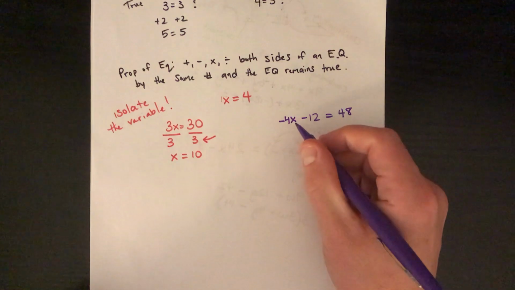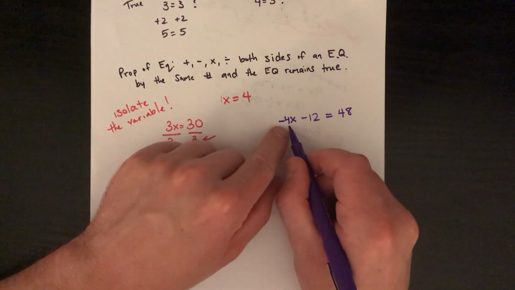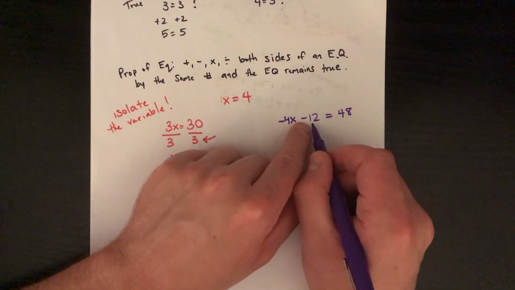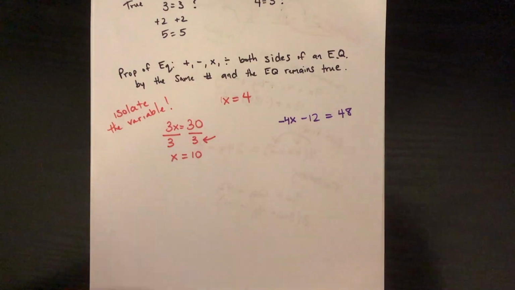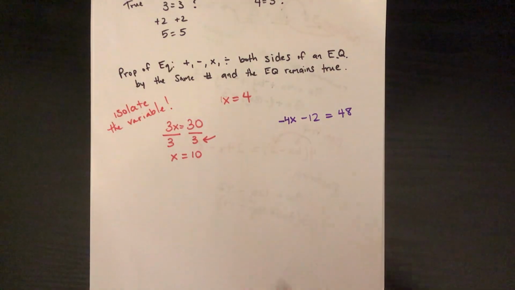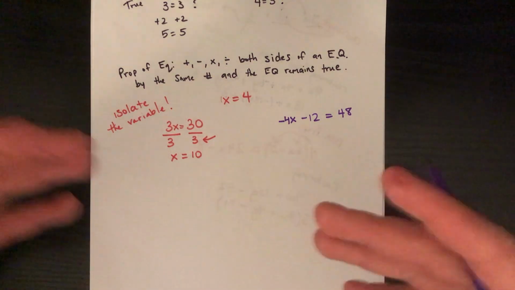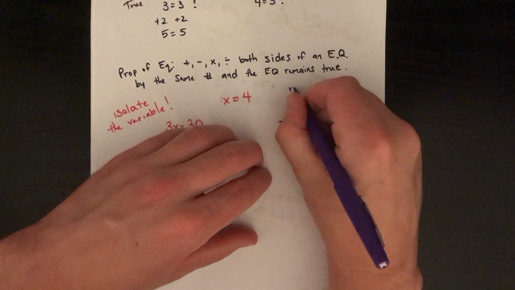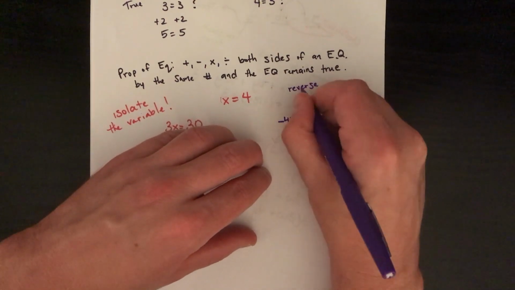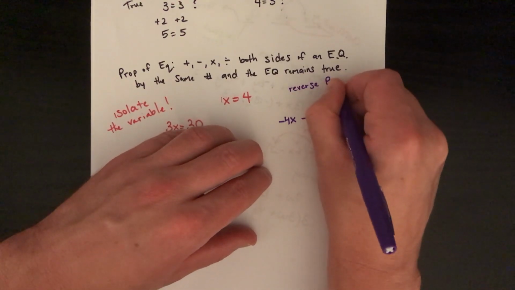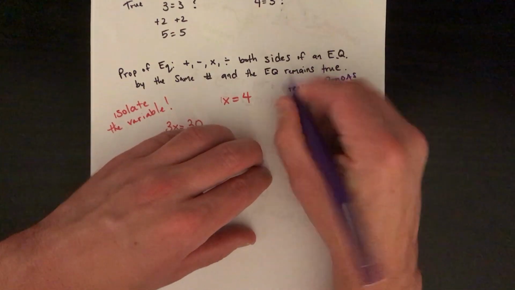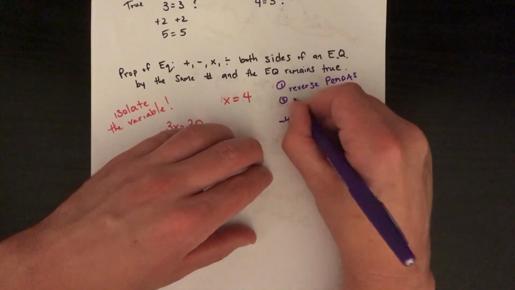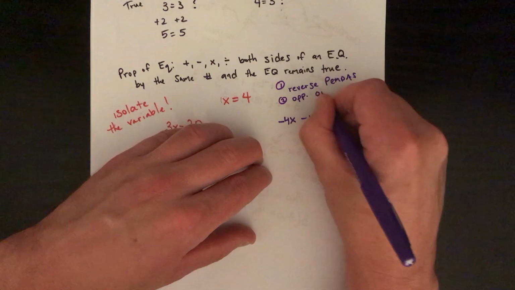If I knew what x was, I would multiply by the negative 4 first, then subtract the 12. In order to solve, in order to isolate, we always work backwards. We work in the reverse order of PEMDAS, or the reverse order we would if we were evaluating, and we do opposite operations. So there's two things we have to remember: reverse order, or reverse PEMDAS, and opposite operations.